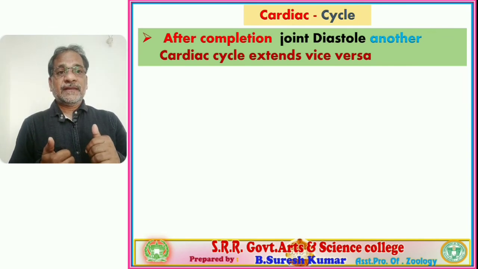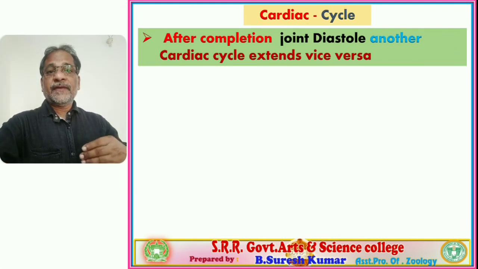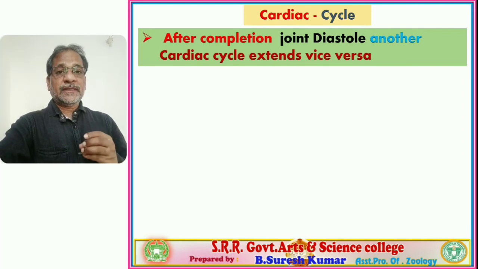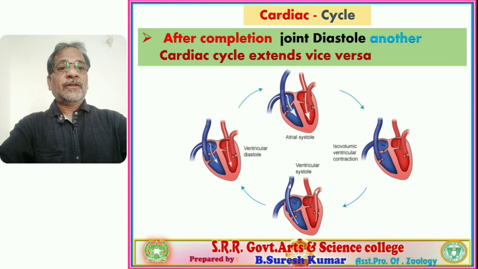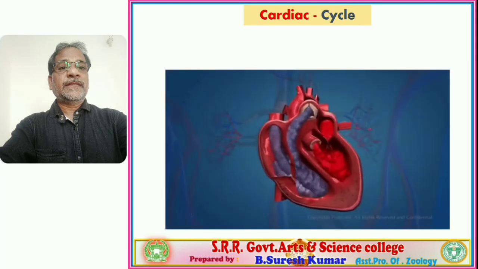After completion of this single cardiac cycle, the same phenomenon is repeated, and the subsequent cardiac cycle takes place. In the same manner, subsequent cardiac cycles continue, by which the heart continuously pumps blood into the blood vessels. Followed, you observe this visual representation. So first atrial systole, ventricular systole, joint diastole, repeated again and again.